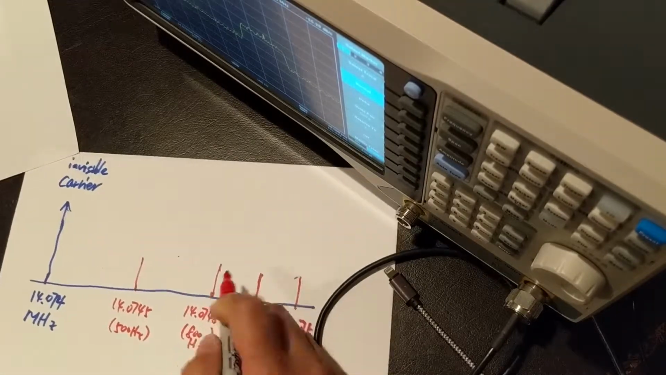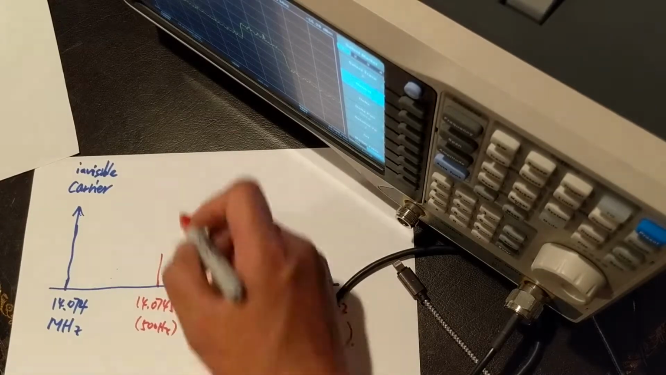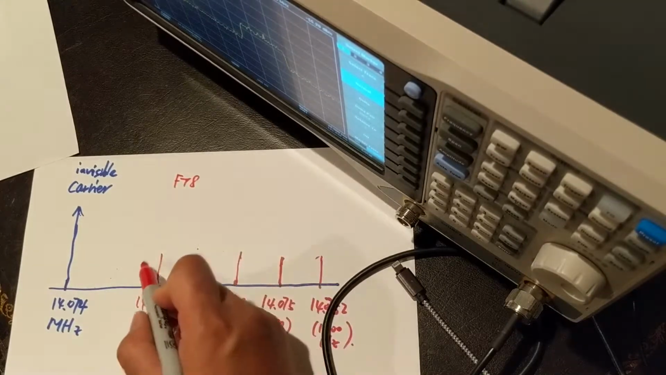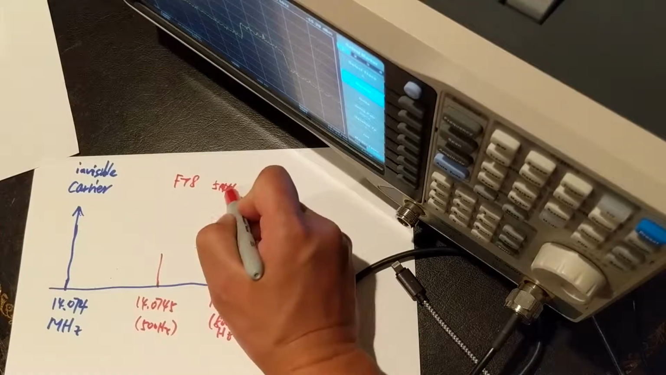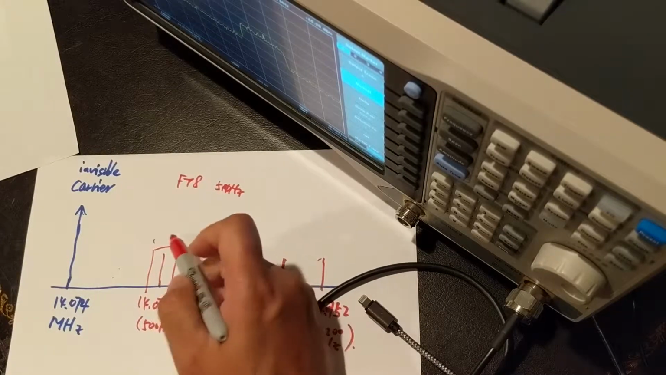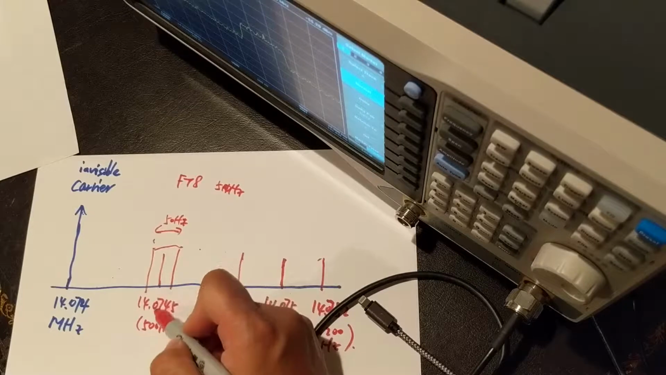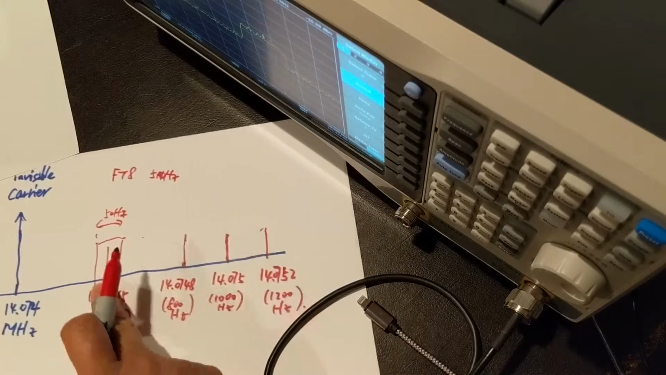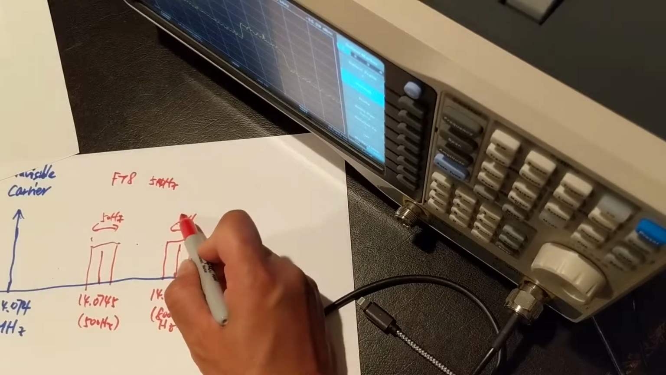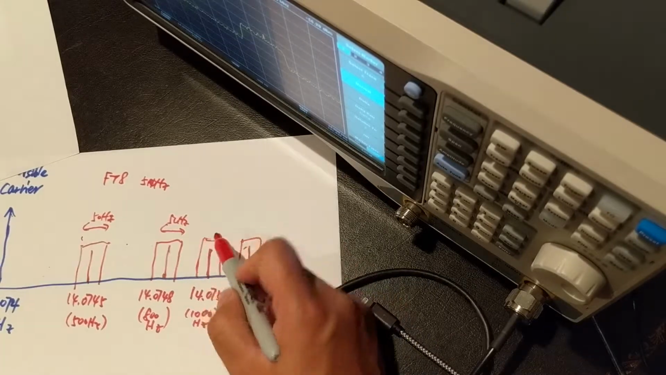We know FT8 has 8 tones, and the 8 tones are 50 hertz wide, so it should be around here. This is 50 hertz wide and centered on this 500 tone, and this is another 150 hertz and another one. So you can see that.